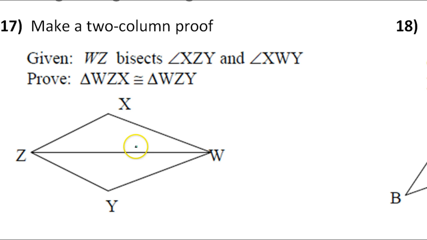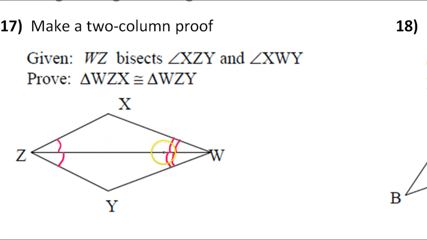Before I start a two-column proof, I like to map out exactly what I'm going to do ahead of time. So let's see. They are giving us that WZ bisects angles XZY. Okay, so it's this angle. And bisect means to cut in half, two equal parts. So indirectly we have this. And it's bisecting angle XWY. So it's also bisecting this angle. So indirectly, by the definition of angle bisector, we will also know that these are congruent.